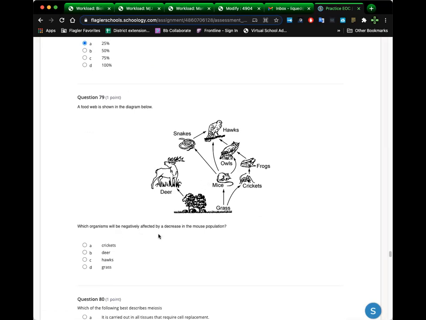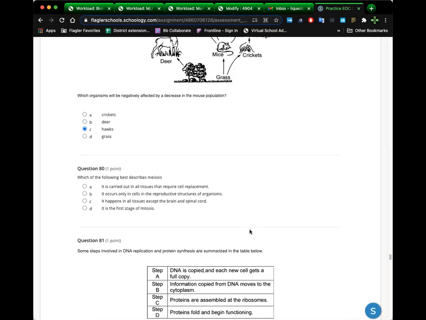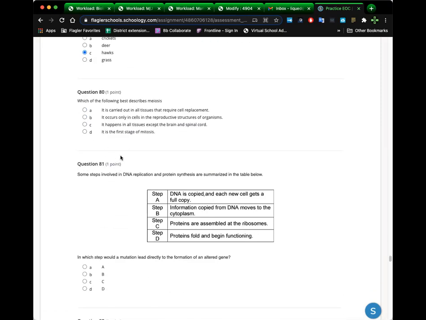Which organism will be negatively affected by the decrease in the mouse population? Whatever is eating the mice is going to be negatively affected. So owls, hawks, snakes. So there you go. Only one. Meiosis, again: mitosis creates two identical body cells. Meiosis creates four genetically different sex cells, okay? B is the only one dealing with reproduction.